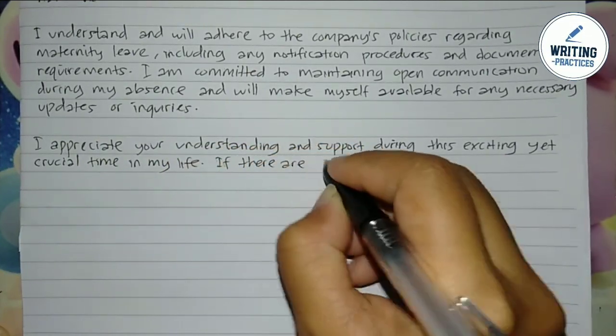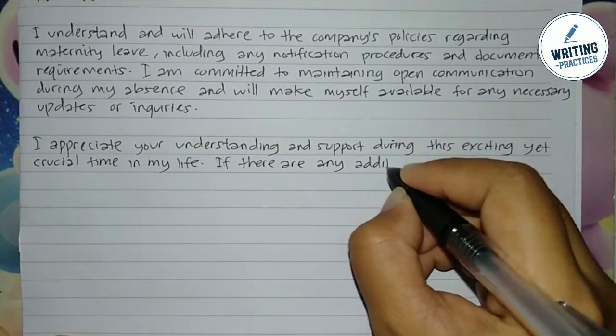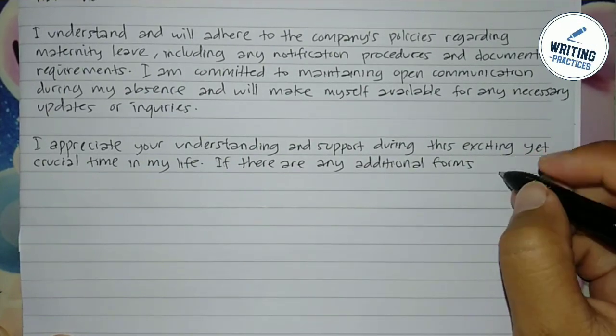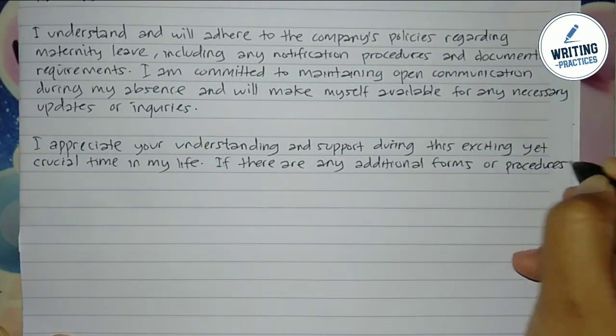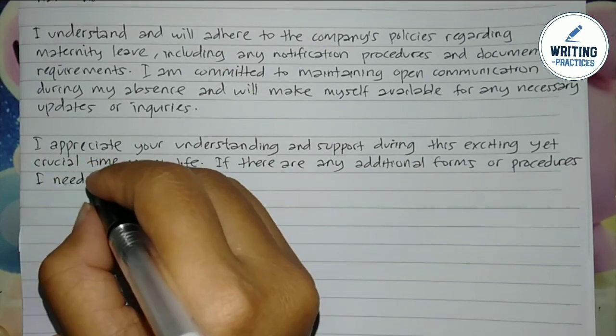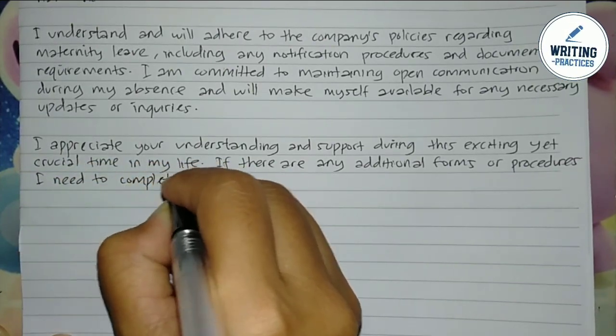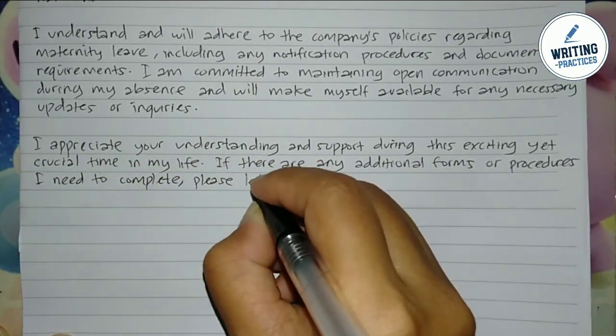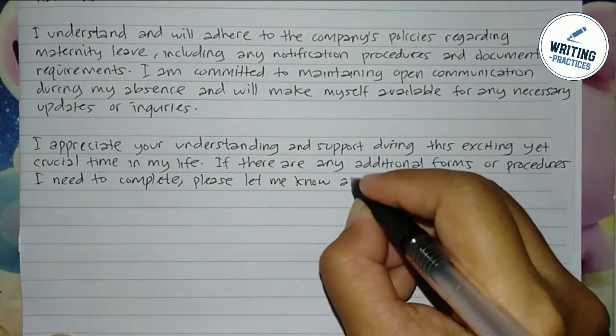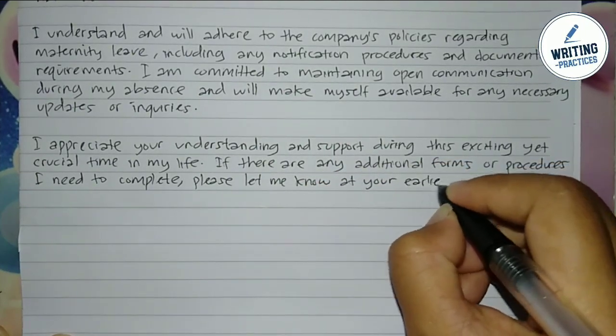And mention additional information. Ask if there are any additional forms or procedures to complete, and request information at the earliest convenience. Here is how you write it. "If there are any additional forms or procedures I need to complete, please let me know at your earliest convenience."